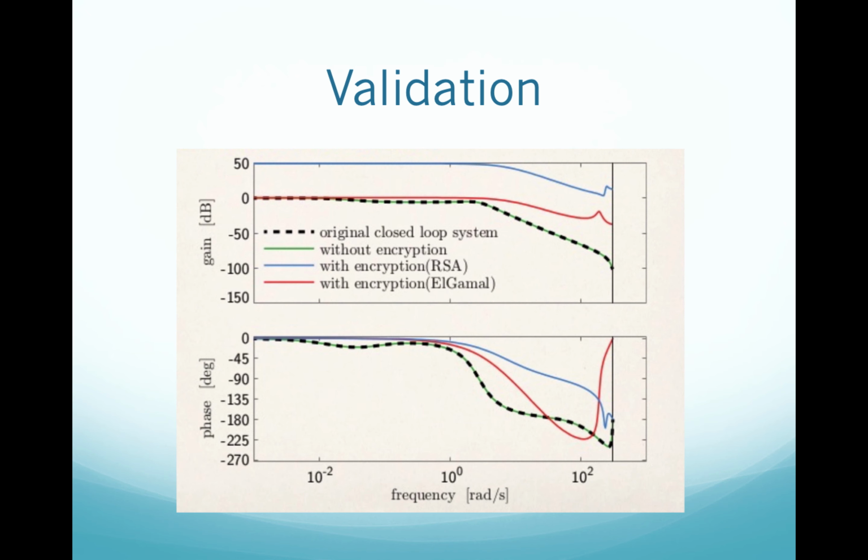And they also did some validation. Here you can see that both cases of RSA and ElGamal identified models were different from the true dynamics. The authors said that with this type of validation we can state that the proposed concept of control encryption can be effective, and it could be useful for enhancing cybersecurity.